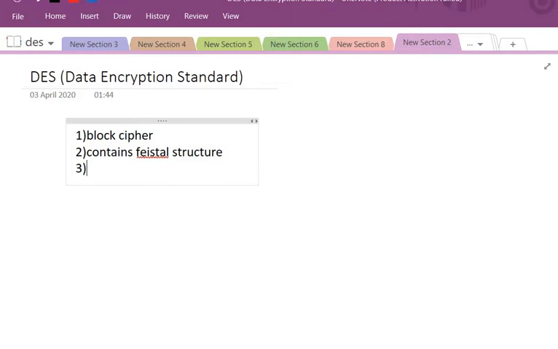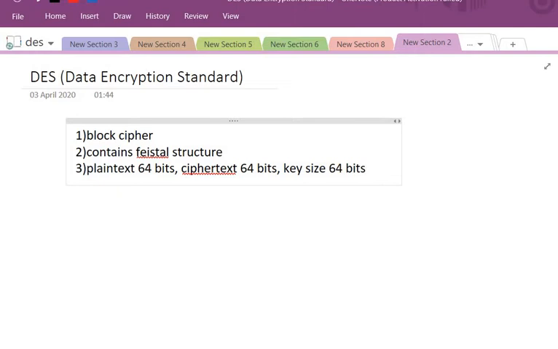Now in the case of DES, the plain text is mandatory to be 64 bits. The generated cipher text should be 64 bits, and the key size used for the DES algorithm must also be 64 bits.